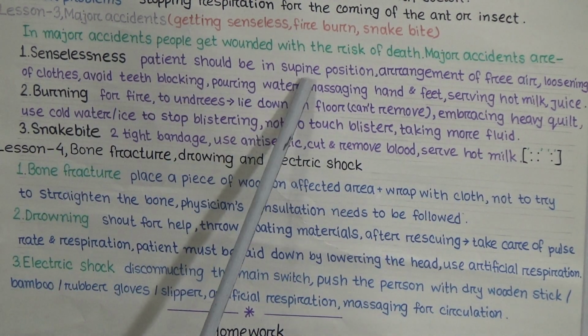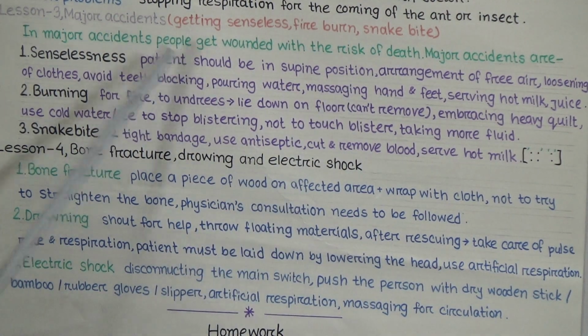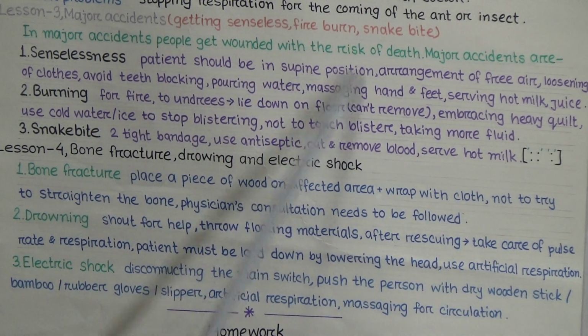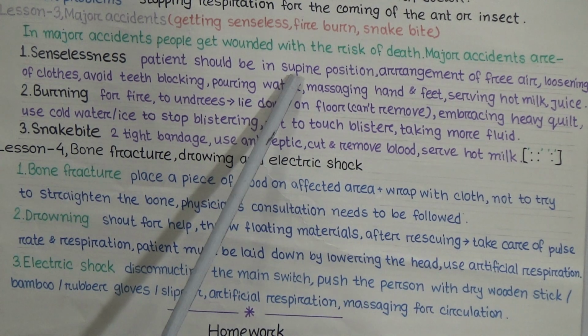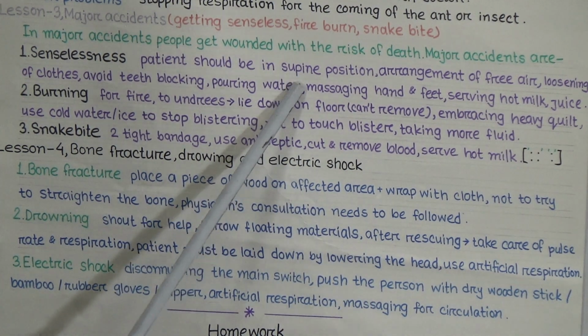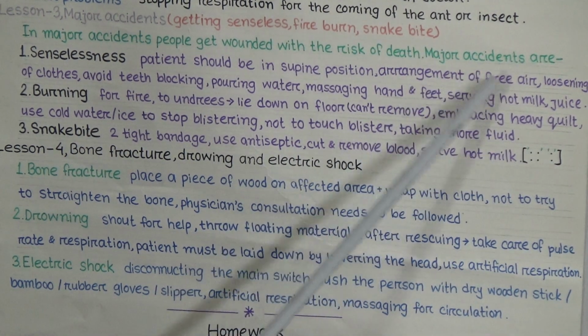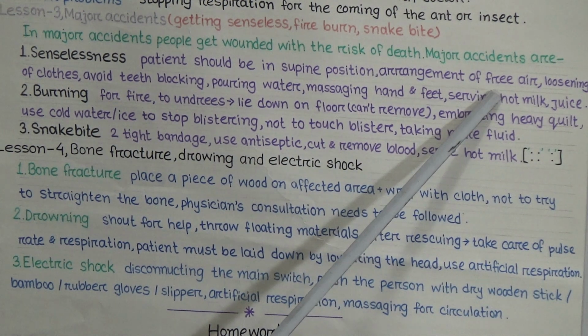The patient should be in supine position if any person is in a senseless condition. So first we have to keep the patient in supine position. Here supine means the head must be in upward position. Then we have to arrange free air so that the patient can breathe freely.